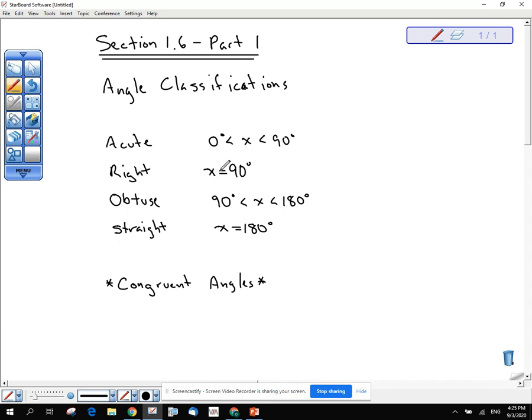A right angle, x is equal to 90 degrees. An obtuse angle is an angle between 90 and 180, not including 90 or 180 though. And then a straight angle is one that actually equals 180.